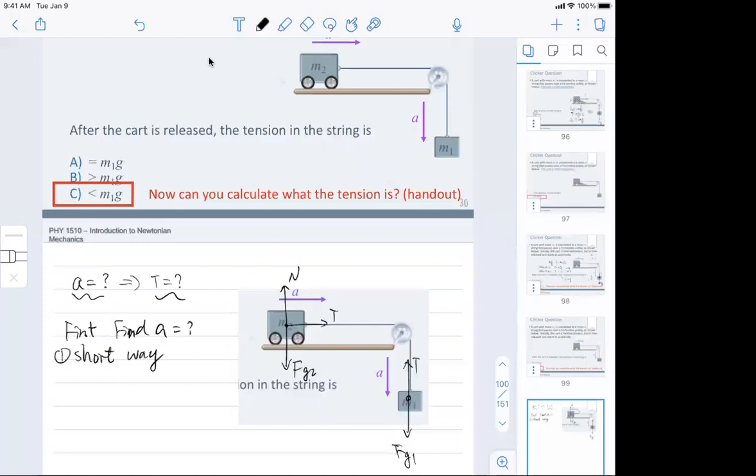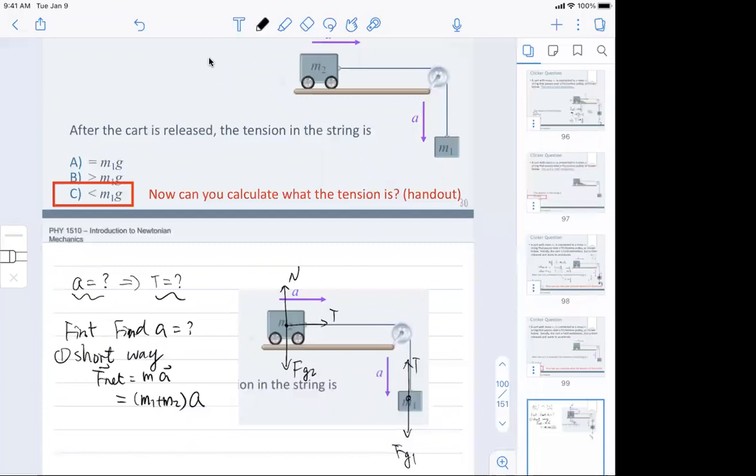The short way is to ask what is responsible for M1 and M2 together. Because they're moving together, we can view them as one piece. They are both accelerating with the same acceleration A. So M1 and M2 are one piece, and F net equals total mass times A. And what is the force that is responsible for accelerating both of them?